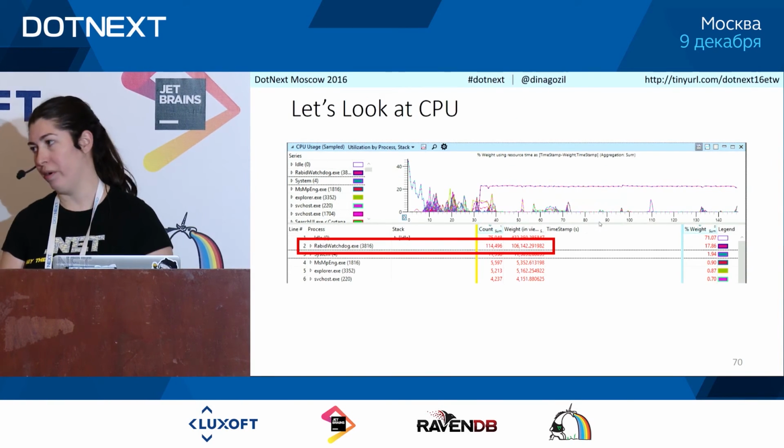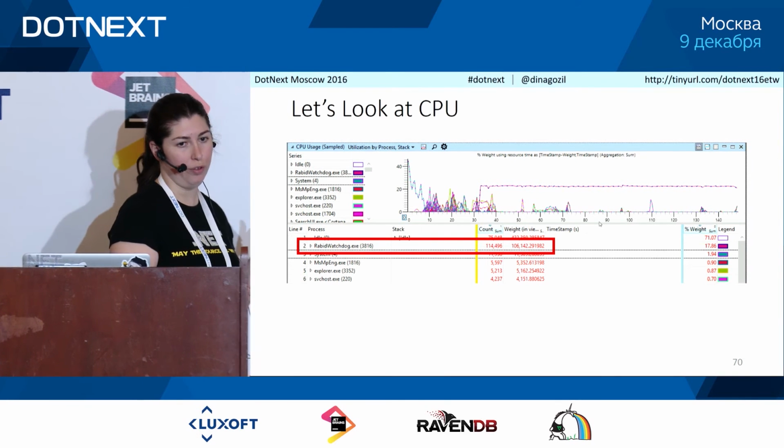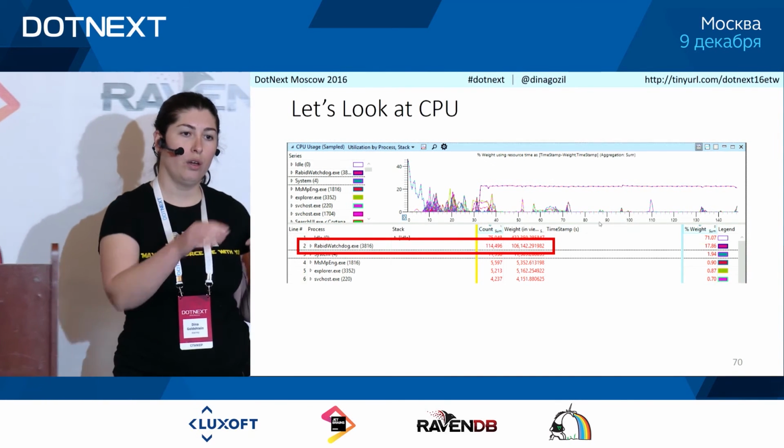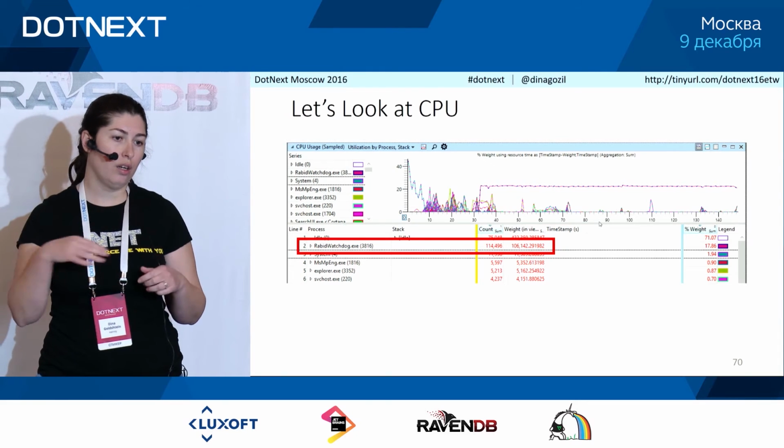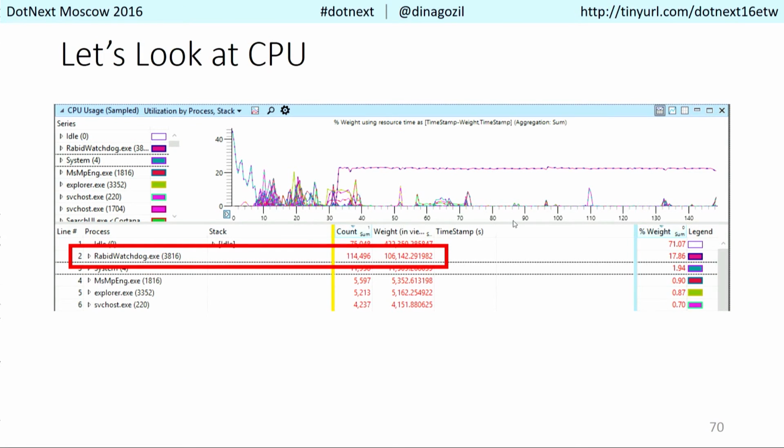But what you could open is that CPU view, which I showed you before, which shows you a timeline of the processes that are using your CPU. And now it's quite obvious that you can see here there's a process which is using, probably, an entire core. Just doesn't stop. And this process is Rabbit Watchdog.